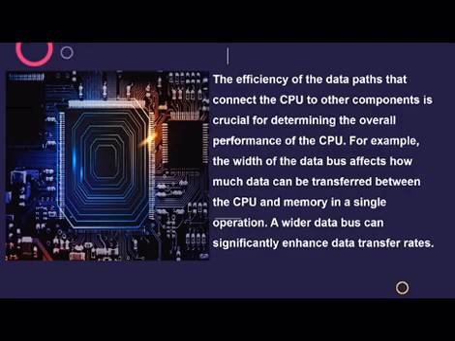The efficiency of the data path that connects the CPU to other components is crucial for determining the overall performance of the CPU. For example, as we stated earlier in our last point, the width of the data bus affects how much data can be transferred between the CPU and the memory in a single operation. A wider data bus can significantly enhance data transfer since components operate simultaneously. Okay, thank you.